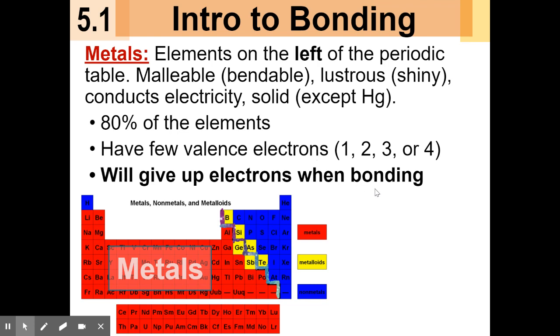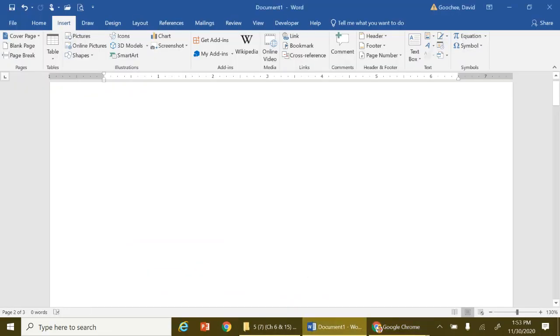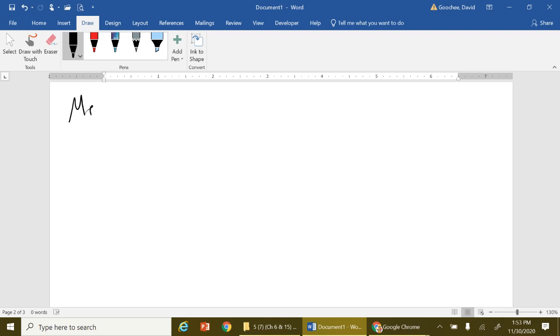Now maybe you're asking, Mr. Gucci, how can an element or an atom gain 8 outer electrons by giving electrons up? Well, let me show you. Let me draw it for you. And I'll use magnesium as an example.